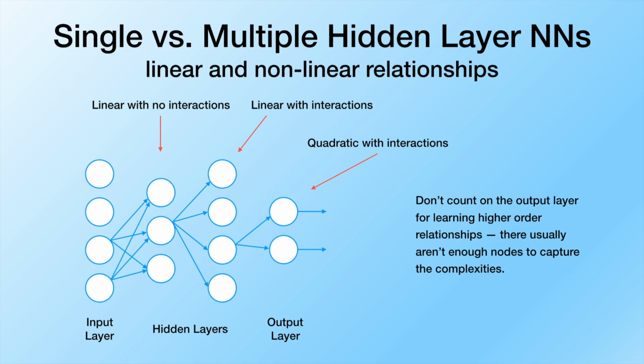Now, of course, you don't want to count on an output layer as actually being able to learn or pick up on all of these higher order relationships. Generally, there really aren't going to be enough nodes for that. So while it can pick up on some, and that includes if you only had a single hidden layer for the next level of interactions, you really don't want to count on the output layer for that. Just count on it for making your predictions. That's it.